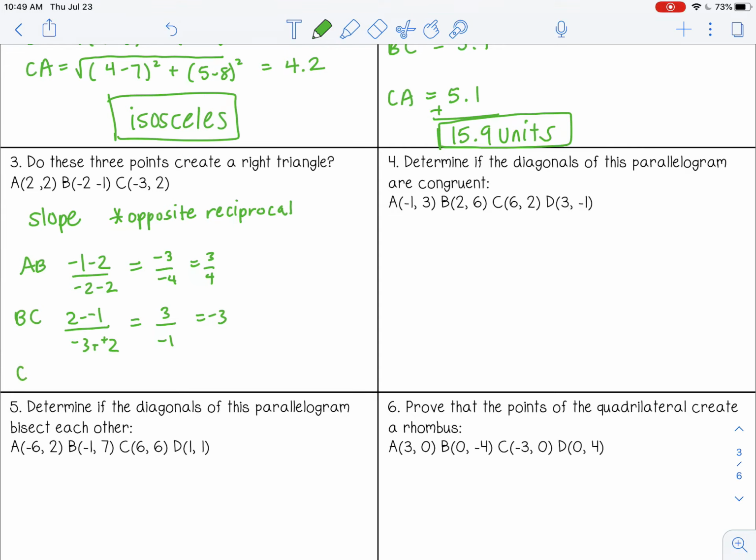All right, and then CA. So I'm going to do 2 minus 2. And 2 minus negative 3. So that would be 0 over 5, which is 0. All right, so none of these are opposite reciprocals. That means there are no perpendicular sides, so this is not a right triangle.